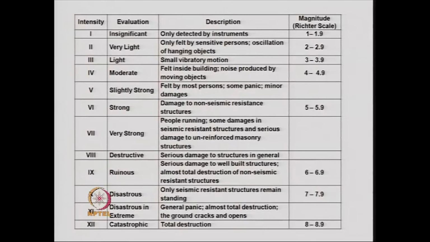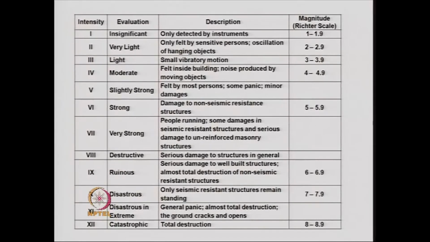The intensity 6 is evaluated as strong, damages to non-seismic resistant structures are observed. Slightly strong and strong, that is intensity 5 and 6, are related to a magnitude between 5 to 6. The intensity 7 is evaluated as very strong. People run out of their houses. Some damages in seismic resistant structures and serious damages to unreinforced masonry structures are observed.